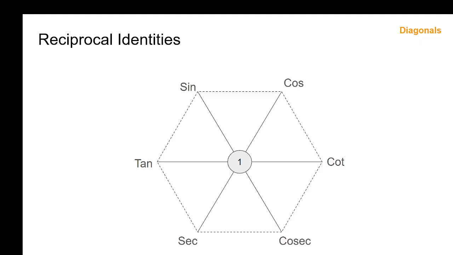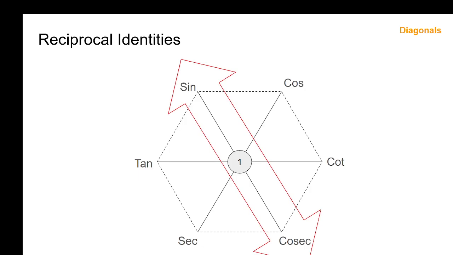Let's start with the reciprocal identities. These are super simple with the magic hexagon. Each trigonometric function has a reciprocal partner directly opposite on the hexagon. Let's take one diagonal. Sine and cosecant are reciprocal to each other. That means sine theta is equal to 1 by cosecant theta, and cosecant theta is equal to 1 by sine theta. As simple as that.